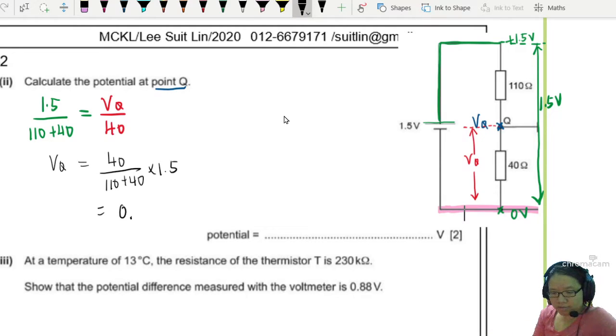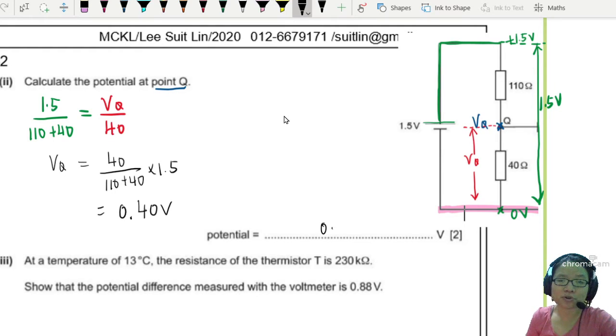40 over 150. My ancestors are scolding me for using a calculator. Girl, where's your abacus? Sorry, Mom. Casio is my best friend. Alright, so this is 0.40 V.